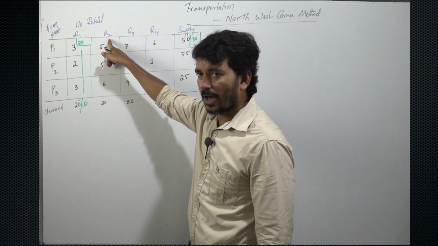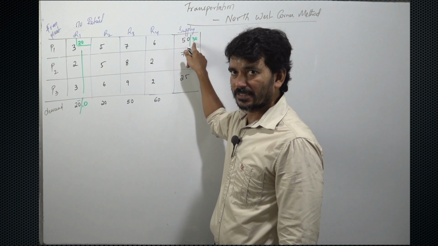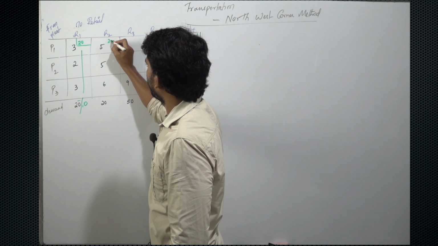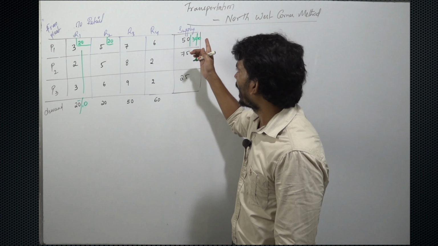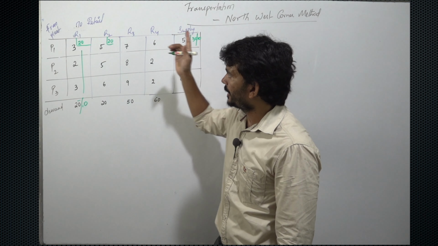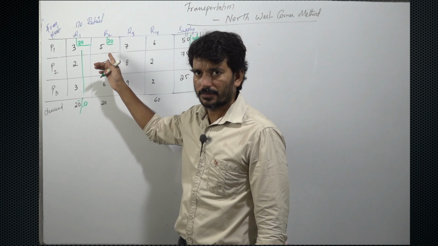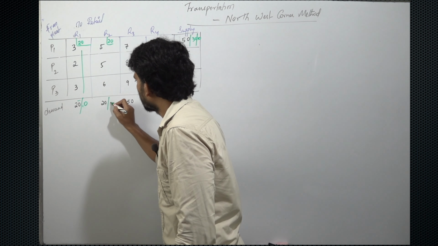Here for R2, the demand is 20. We have a capacity of 30, so we can give 20. The moment I'm giving 20 here, it will become 10. How 10? Because they had a surplus of 30. Out of 30, 20 have been given to retail store 2, R2. So when I've given 20 here, now this has become 0.